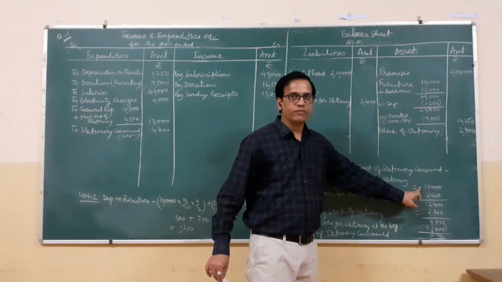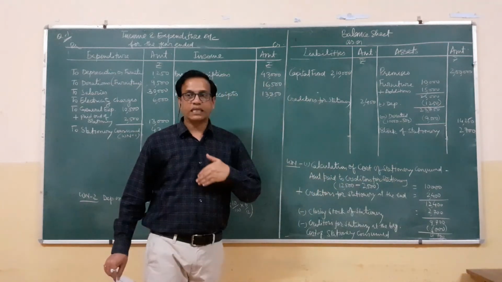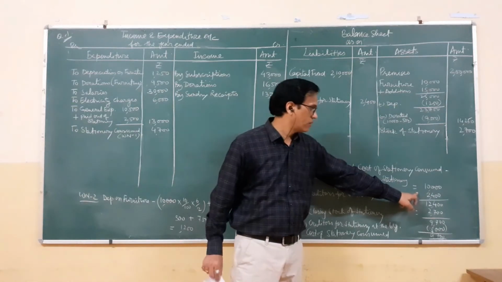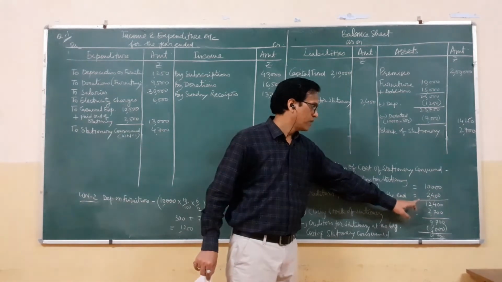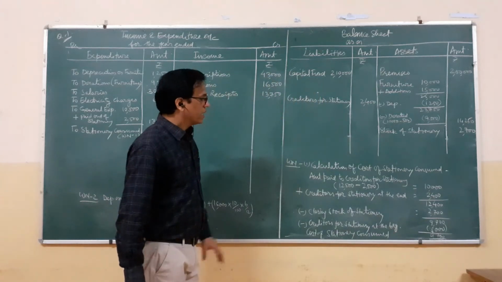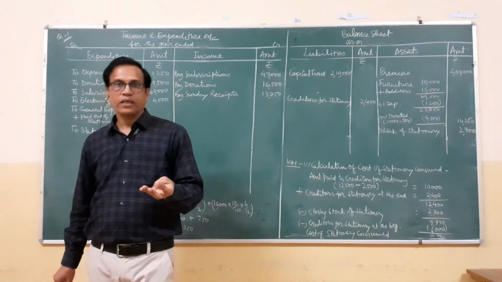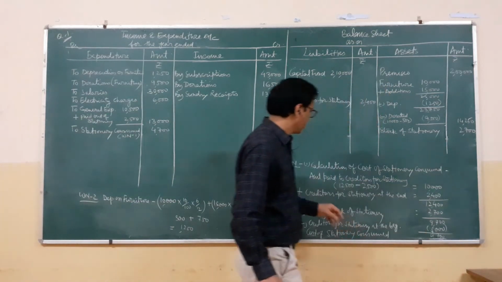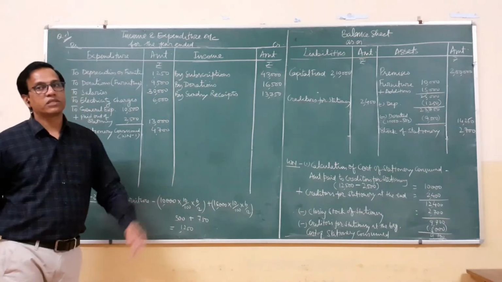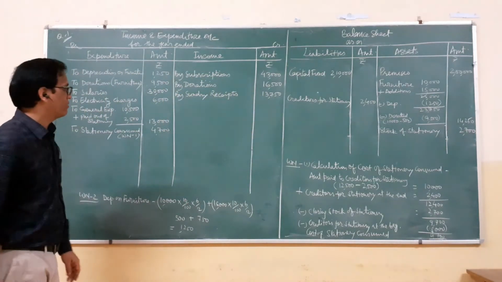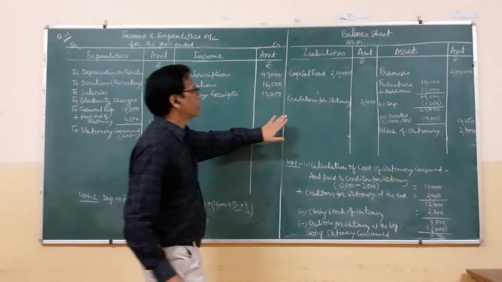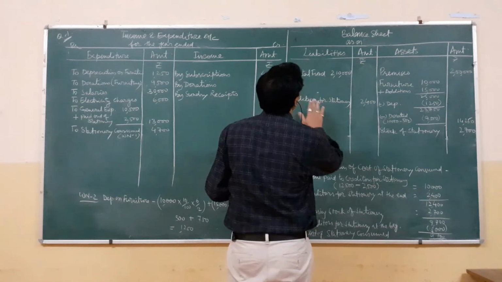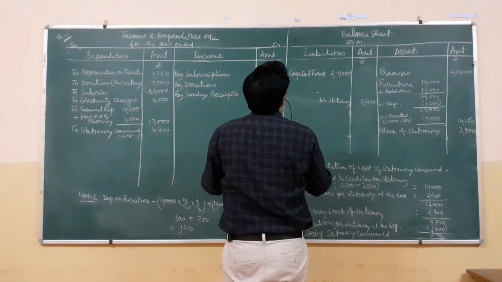Now remaining is 10,000. Now plus creditors for the stationery at the end of the year. So creditors at the end is given in the additional information. We have taken from there. 2,400 added. Total amount 12,400. Now we subtract from it creditors at the beginning. So creditors at the beginning given 5,000 subtracted, and closing stock of stationery 2,700. So amount comes 4,700 that we have taken. This creditors for stationery has been taken on the liability side of the balance sheet, and stock of stationery at the end we have taken on the asset side.